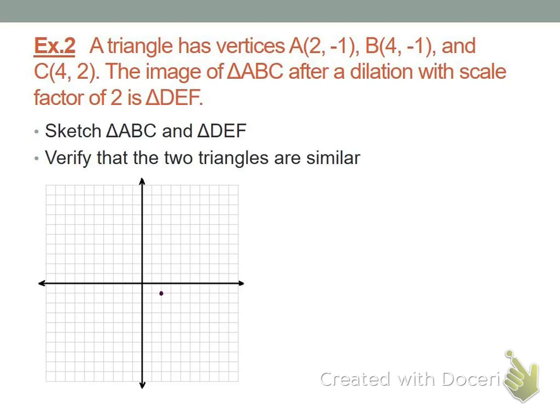So 2, -1, 4, 1, 2, 3, 4, -1, and 4, 2. We should label those A, B, and C. In order to graph triangle DEF, we need to know its coordinates.